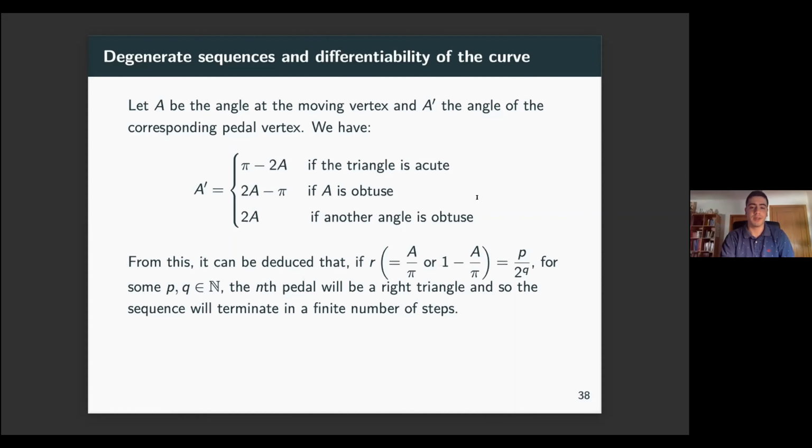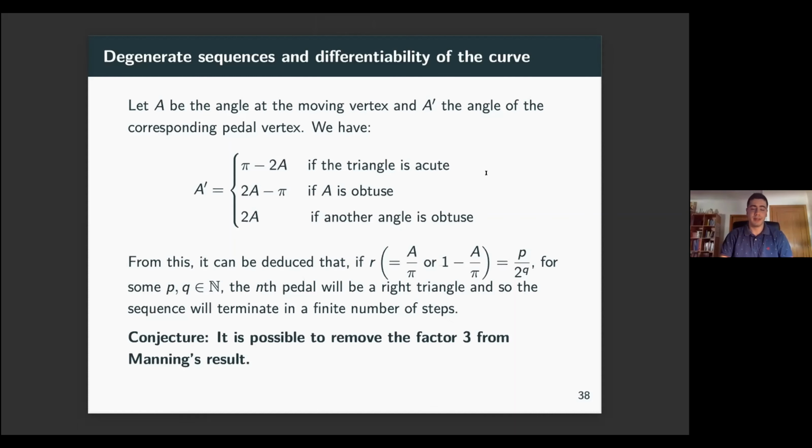And as we saw with right triangles, the next iteration will be a segment, and then it will terminate at a point, which will be the limit point. And so the sequence will terminate in a finite number of steps.